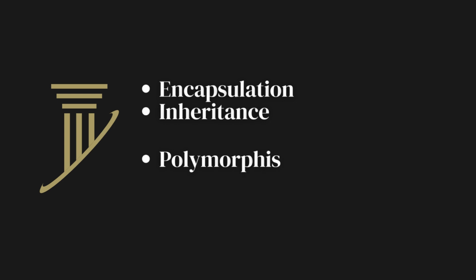Object-oriented programming is built on 4 pillars: encapsulation, inheritance, polymorphism, and abstraction. Let's see it one by one.